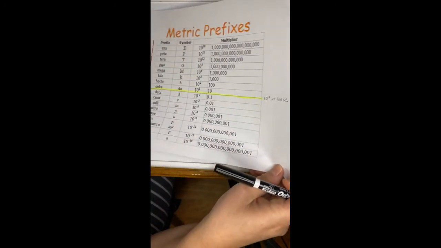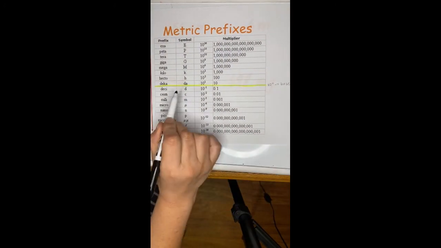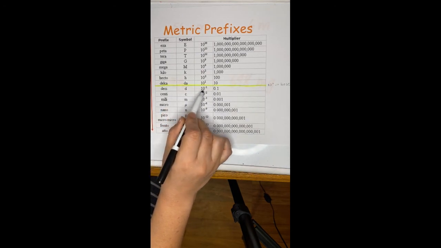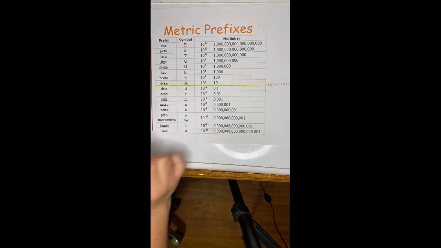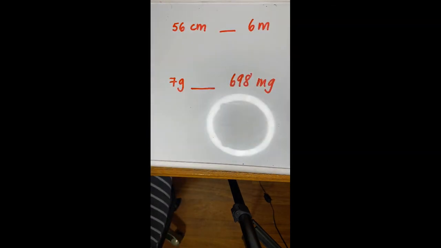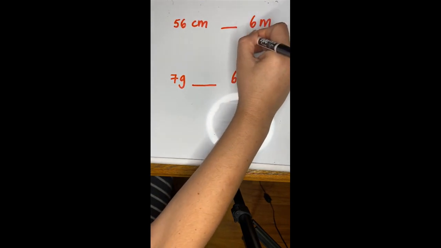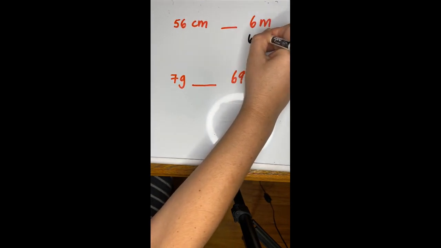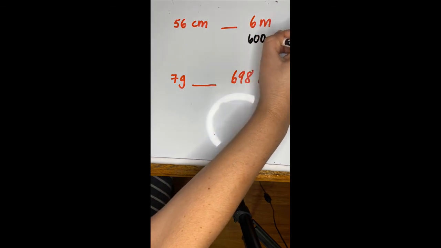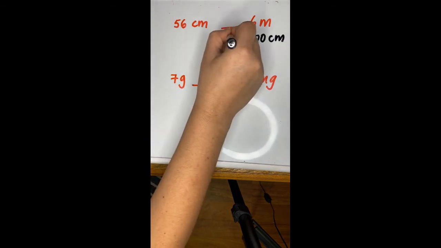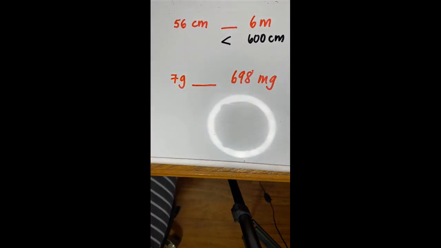So let's go back over here. We're going from meters to centimeters. We're going to go down 2 spots. We're moving down, so we're going to move the decimal to the right 2 spots. So 6 meters, moving the decimal 2 spots, is 600 centimeters. So we know that 600 centimeters is bigger than 56 centimeters.